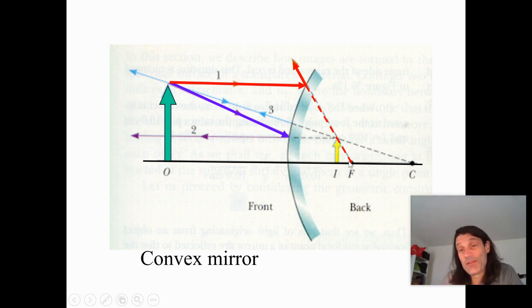Well, the focal length is on the back of the mirror in this case. So I'm going to change one word. I'm not going to say it's going to go in through F. I'm going to say it's going to go in towards F. So this will go in towards F, but darn it, there's the mirror in the way, and the light ray will bounce off that mirror, and it will bounce off parallel to the principal axis. So the second light ray in towards F, out parallel.